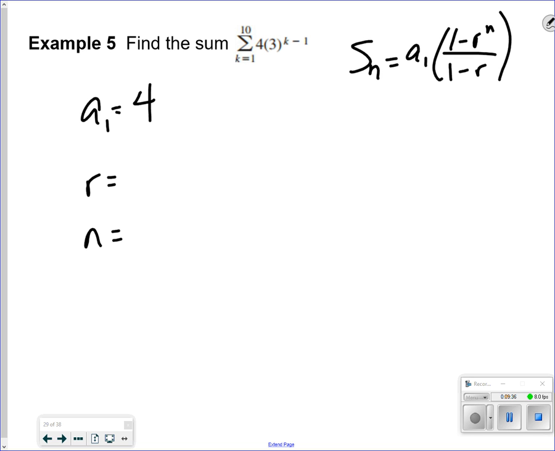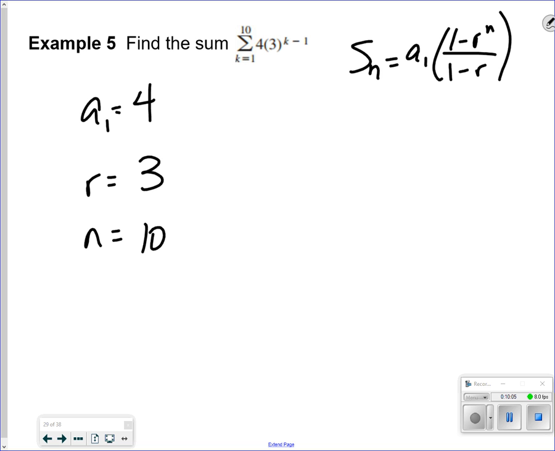R. So what is the common ratio? What is being multiplied each time? And so for some of you, you may want to plug 2 in, plug 3 in, plug 4 in, and see if you can see the pattern, but the ratio is 3. It's the number being raised to the k minus 1 power. So the ratio is 3. And how many terms are we talking about here? Now, this is a little bit confusing, okay? But there's going to be 10 terms.